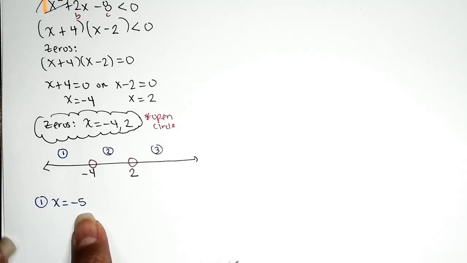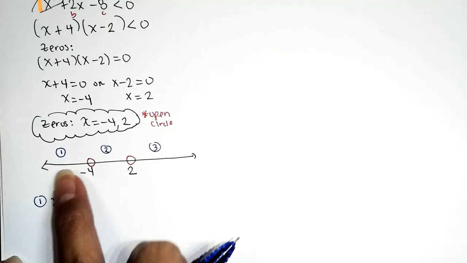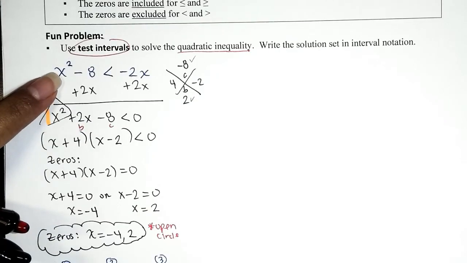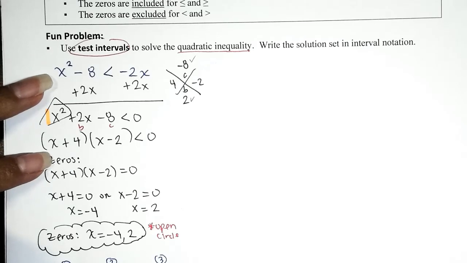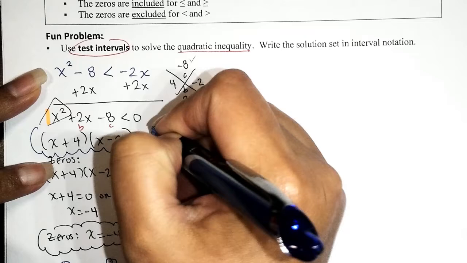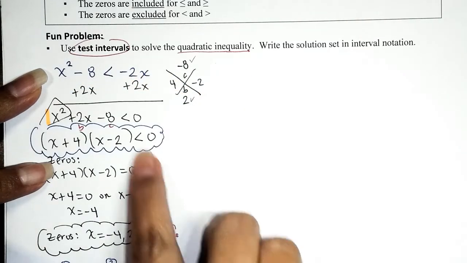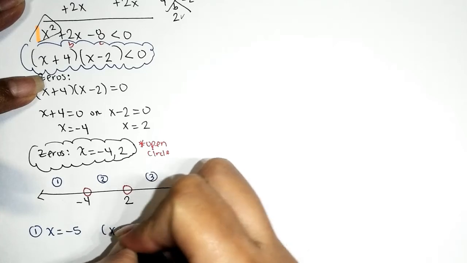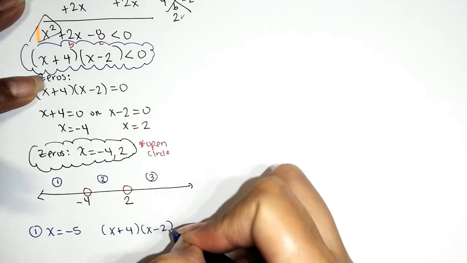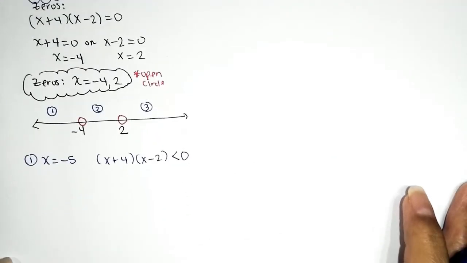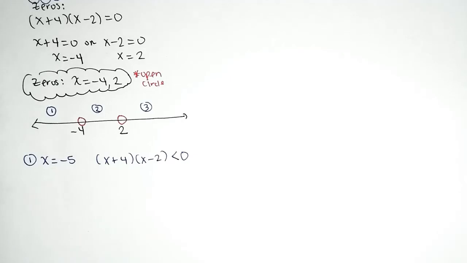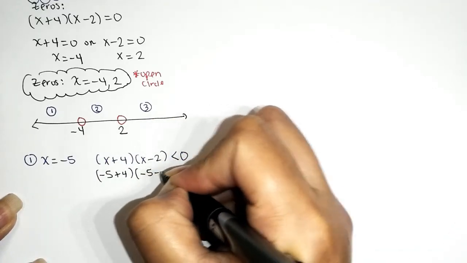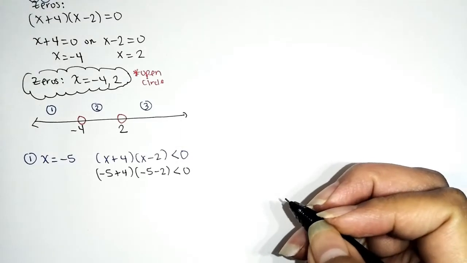I want to know, is our test value, whatever you chose in that first interval, a solution? Now, the book says and the world says you should test it against the original inequality. It doesn't really matter. With your permission, I'm going to test it in the one that's being compared to 0. Why? Because it's easier for me to compare to 0 versus compare to -2x. So let me write down that inequality. We have x plus 4 times x minus 2 is less than 0. In the moment of truth, we want to know if our test value is a solution. So let's show our work. We have negative 5 plus 4 times negative 5 minus 2. And I want to know, is that less than 0? Let me zoom in.